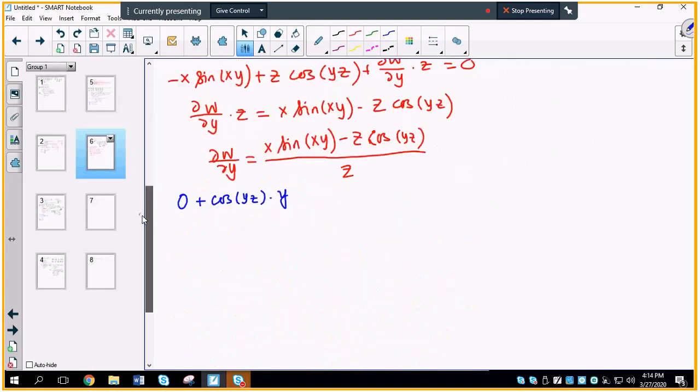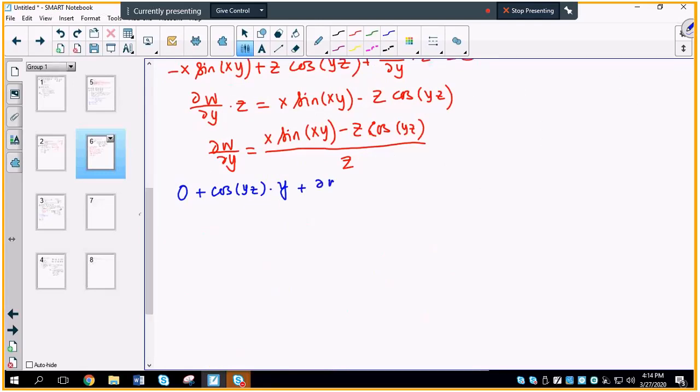So you will get plus del w del z times z plus w times, eventually we are supposed to get del z, but del z is the derivative of z with respect to z, which should be 1, whereas the right hand side is still equal to 0. So what I have is cosine of yz multiplied by y plus z del w del z plus w equal to 0.